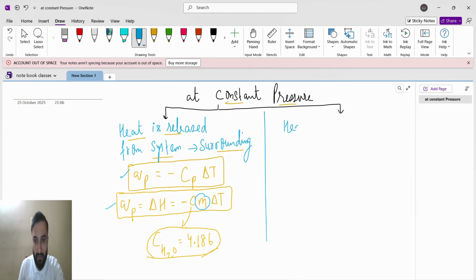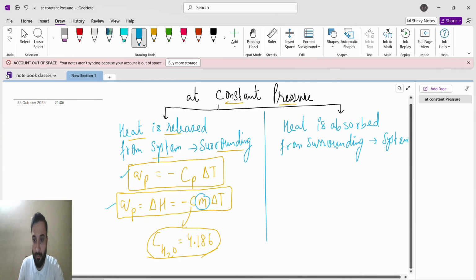Now next is what? Next condition is heat is absorbed. Heat is absorbed from where? Heat is absorbed from surrounding to system, because the system will absorb the heat. So heat is absorbed from surrounding to system.